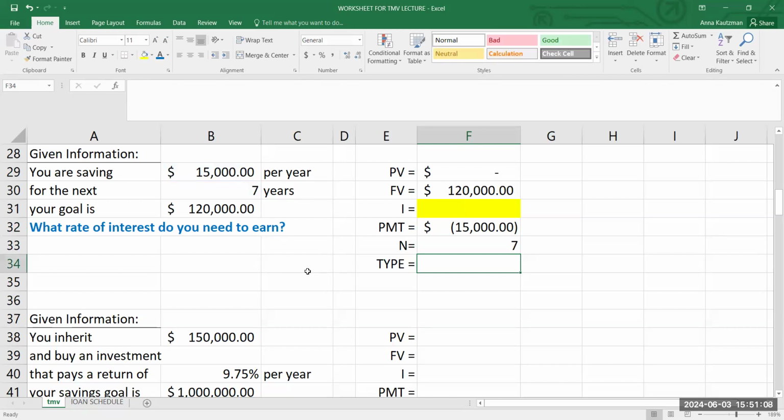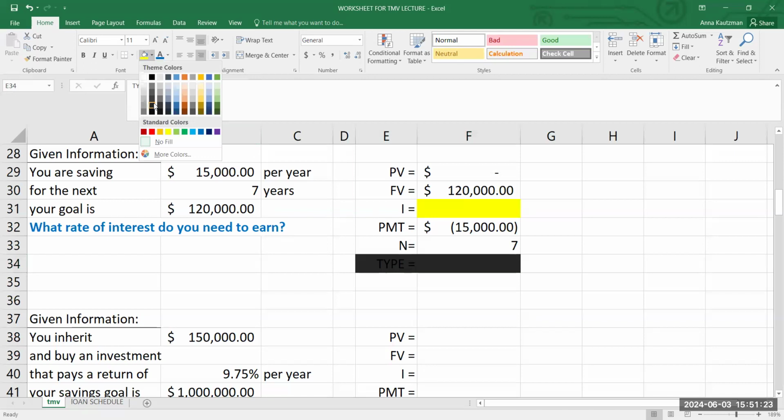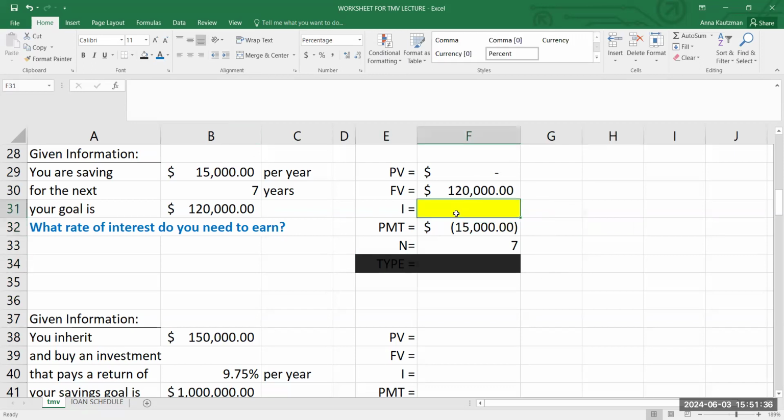Type. We've been ignoring it. Type refers to whether we are making the payment or receiving the payment at the beginning or at the end of a time period. And like I said, for simplicity purposes, we're ignoring it, but it is there, and you may run across a problem that requires you to use it. We'll look at that later. To calculate the interest rate, the Excel function is equal rate.